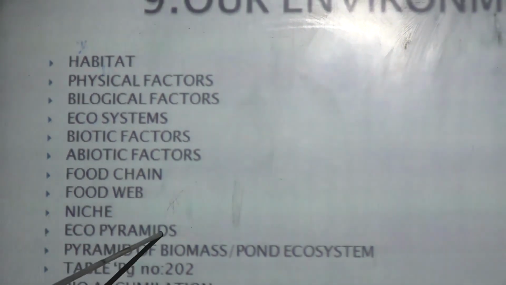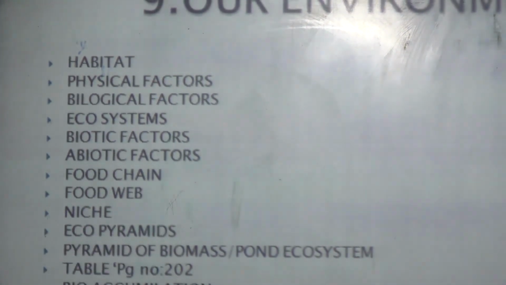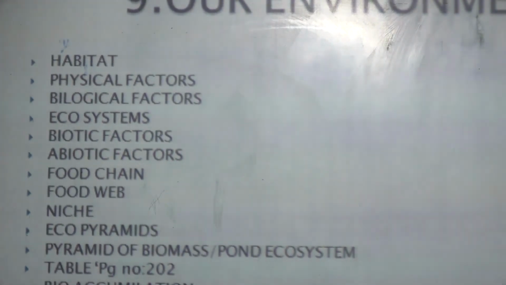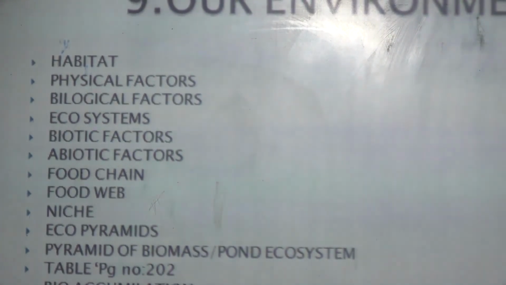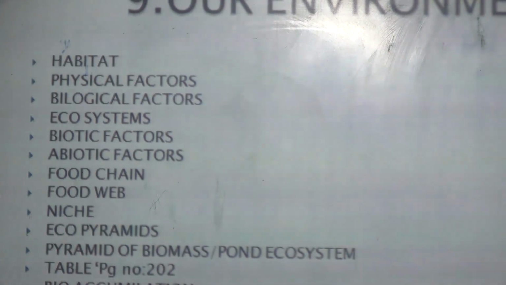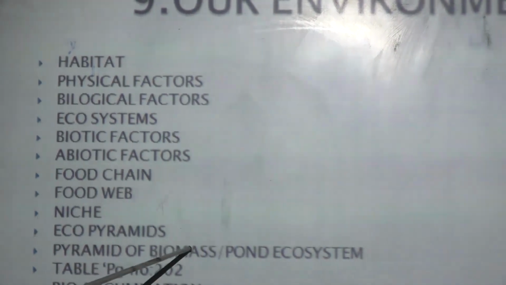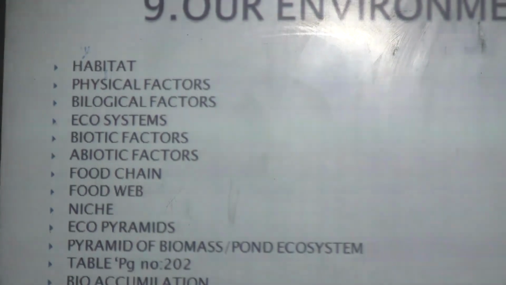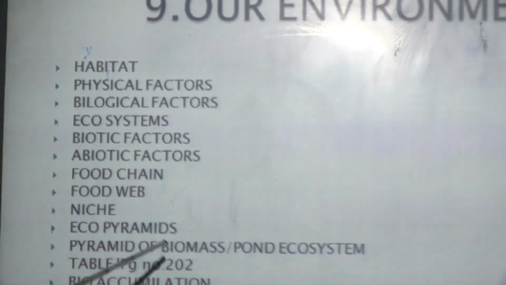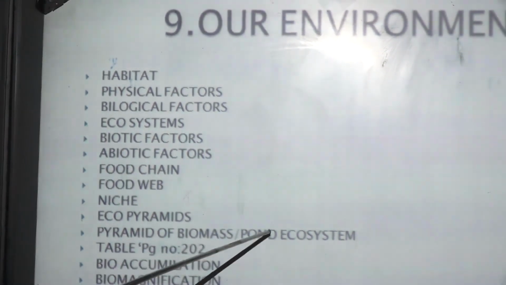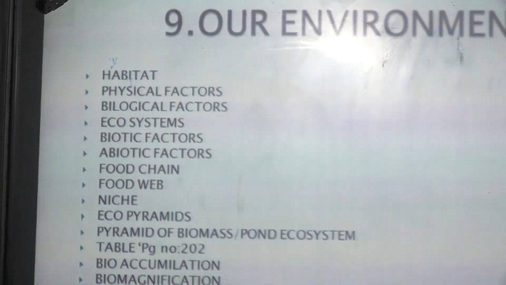So eco pyramids are there. Eco pyramids are very important for 2 marks as well as 4 marks. In the eco pyramid, except pyramid of biomass, other things are very easy. Pyramid of biomass is quite difficult because the pyramid of biomass in terrestrial ecosystem is as usual, whereas the pyramid of biomass in pond ecosystem is reversible or inverted. Please try to see the table, page number 202 in English medium.